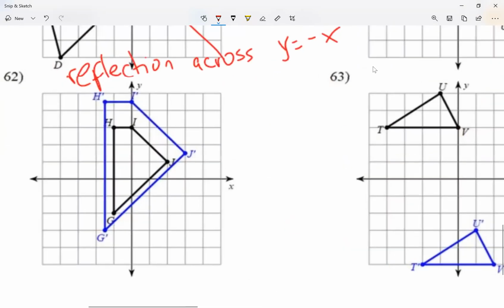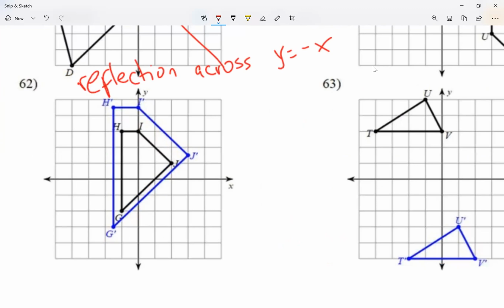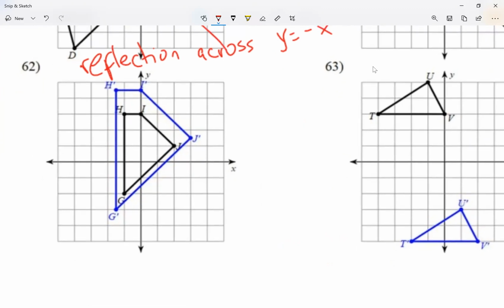Let's take a look at 62. Now, this one's easy to tell, right? You guys see the pre-image, the black image, is small, and then the blue image is big. So this is dilation. As a matter of fact, because it got bigger, I expect my scale factor to be more than 1.